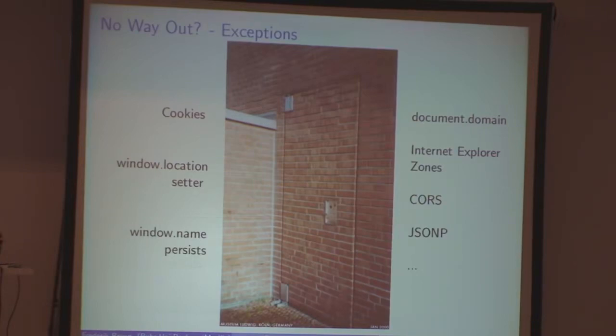Then Internet Explorer has the security zones, which may either make the same origin policy stricter or more relaxed, depending on where the resource is coming from. Think of file URLs, local area network, versus the internet, the big whole internet.